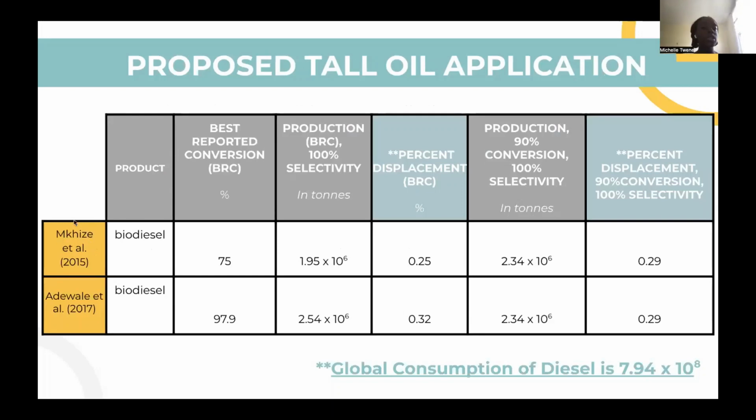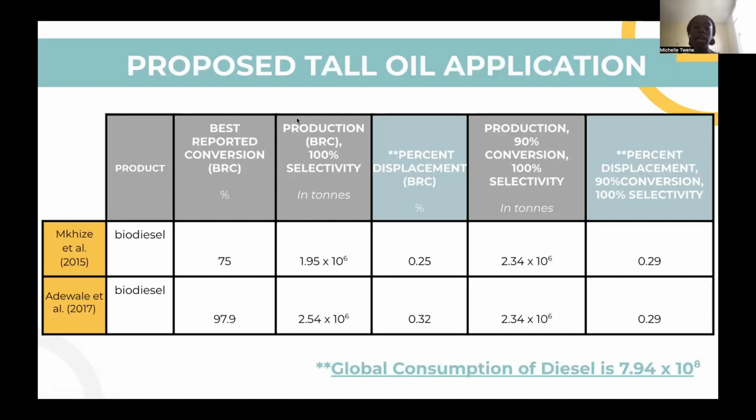So I compared 2 articles, one by Mackay's and his team, and another by Adewale and his team. They both looked into tall oil being transformed into biodiesel. The first column, best reported conversion, shows their best reported conversion rate in their article, because they both use different methods to transform tall oil into biodiesel. Mackay's had a 75% conversion, and Adewale had a 97.9% conversion.